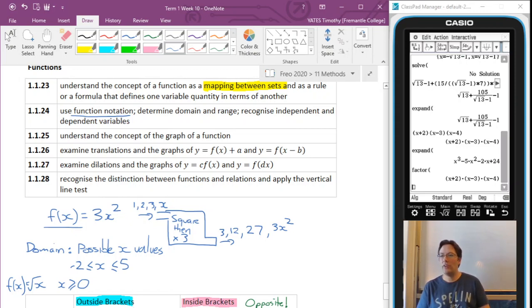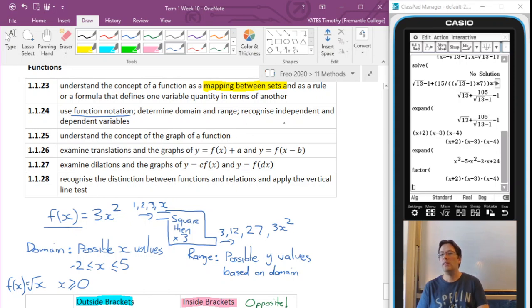Okay, so that's domain. The range is possible y values, but the range depends on our domain. So based on domain. If our domain goes from -2 to 5, we only care about the y values between that x range of -2 to 5. We don't actually care about anything outside of that. So that's that.